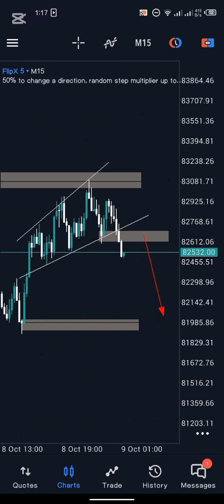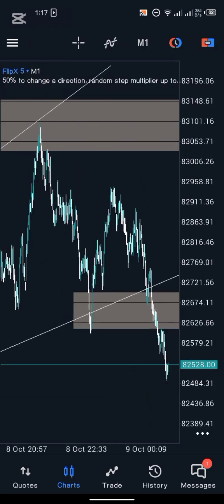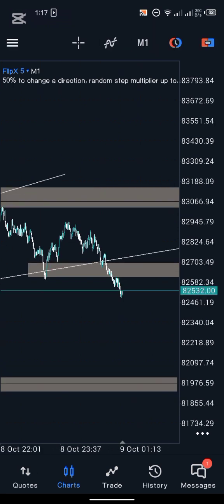So for now, let's wait patiently for price to do its thing. We're not just entering this trade, we're waiting for price to first do its thing, then we see what's next.